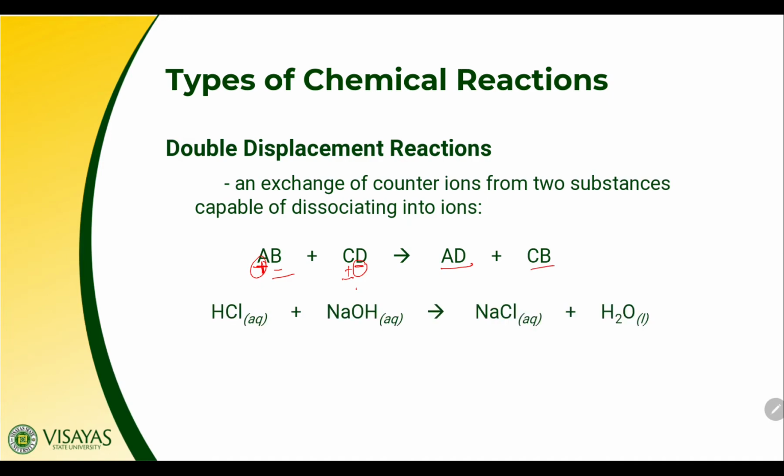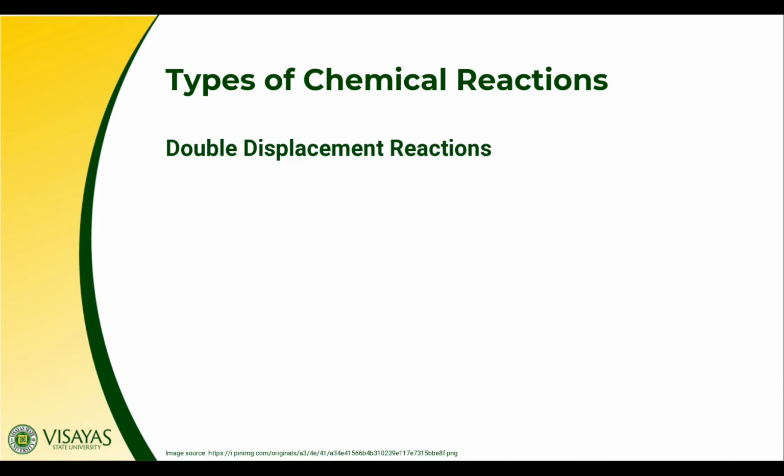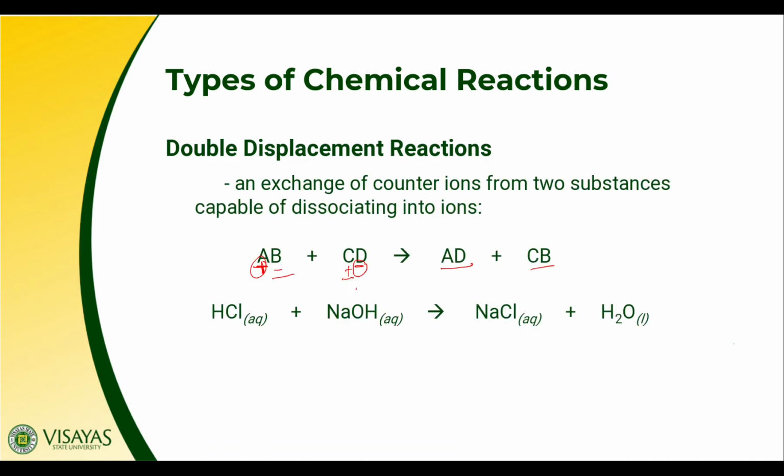Okay, as an example, we have hydrochloric acid, which reacts with sodium hydroxide to form sodium chloride and water. Okay, so here, this is our cationic part, and this is our anionic. This is our cationic, and this is our anionic. So H plus here will combine with hydroxide to form water. Sodium, on the other hand, will combine with chloride ion to form sodium chloride. Again, we have to put first the cationic before the anionic in writing the compound.